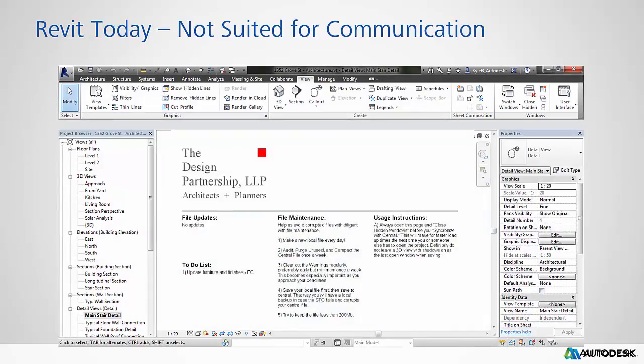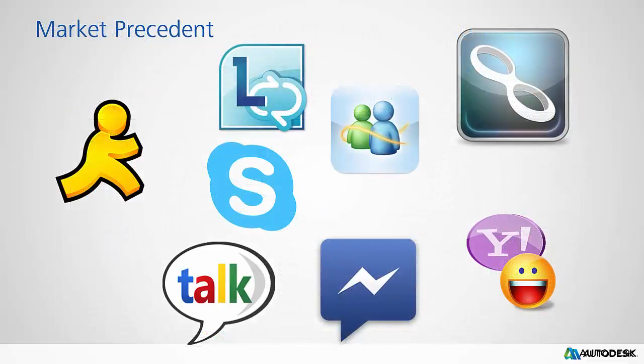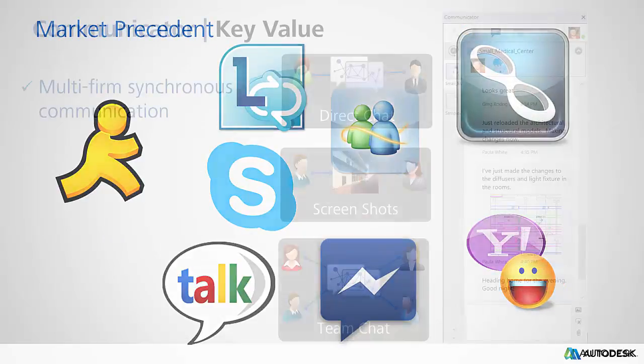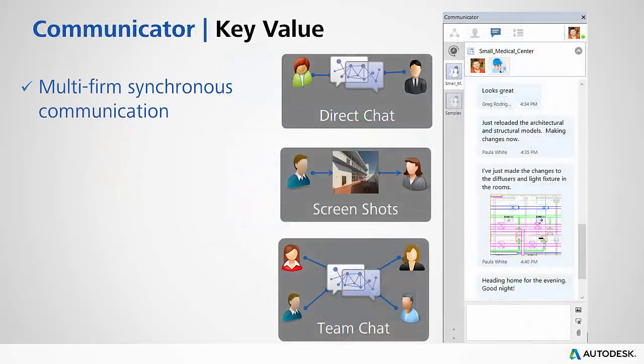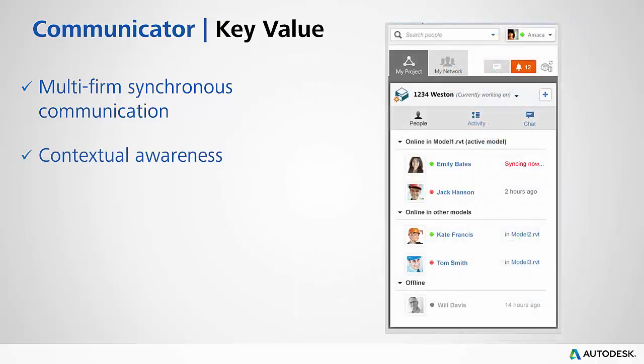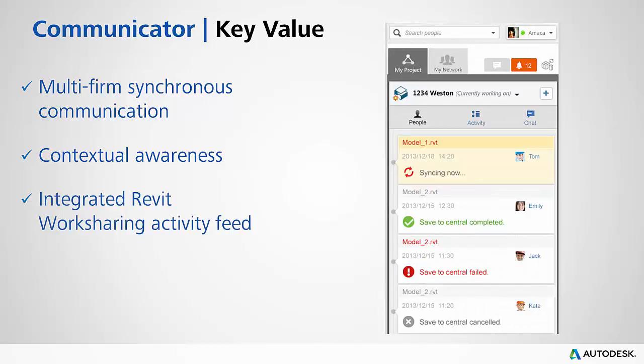So Revit at the moment is not really suited for communication within the product. We've tried to pick up a market precedent here, so picking up things like Link Communicator and Messenger to allow us to start communicating inside the product with direct chat, screenshots, contextual awareness, and also work sharing activity feeds.